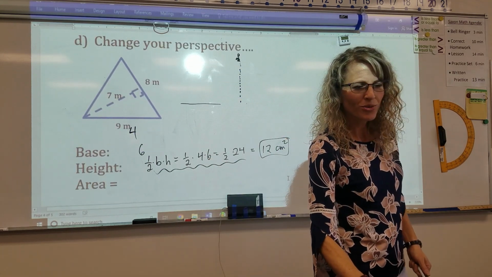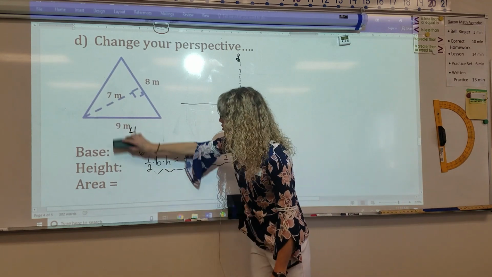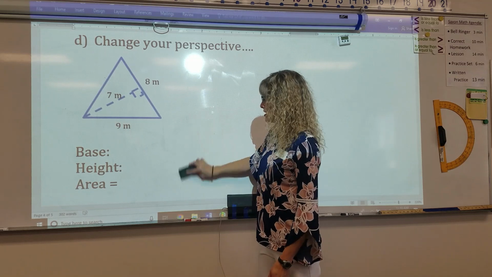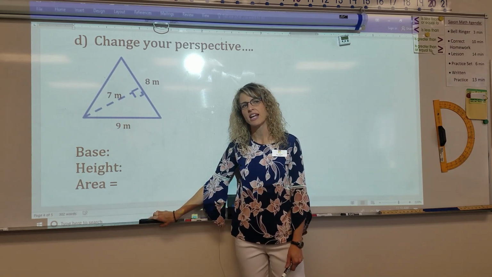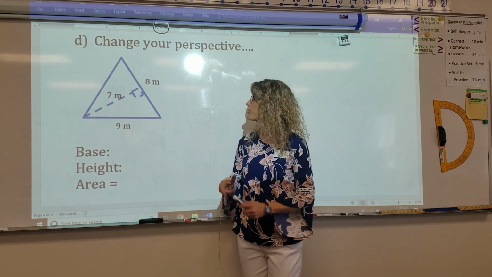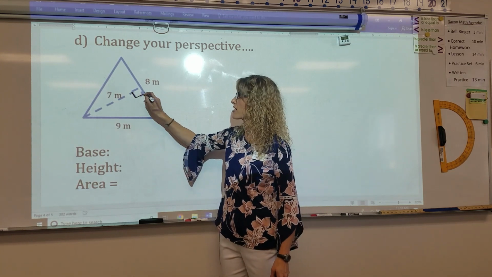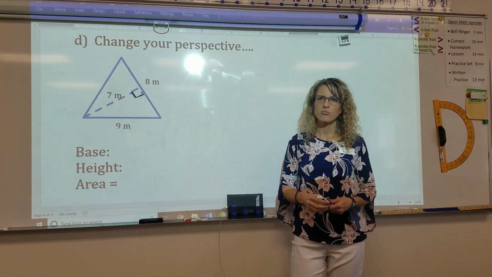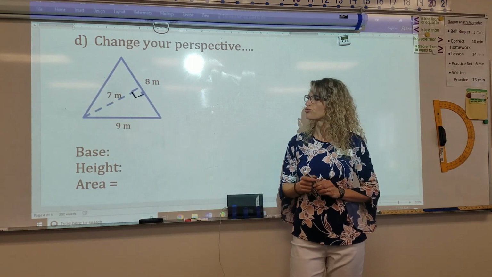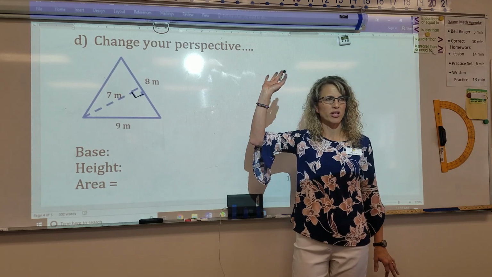All right, for you to try, you might need to change your perspective on this problem. It says I need a base and a height, and I have to have a perpendicular height. I know some perpendicular information in there. That's supposed to be a box, by the way. Write down your base, write down your height, and find area. As soon as you've got it, put your pencil up.